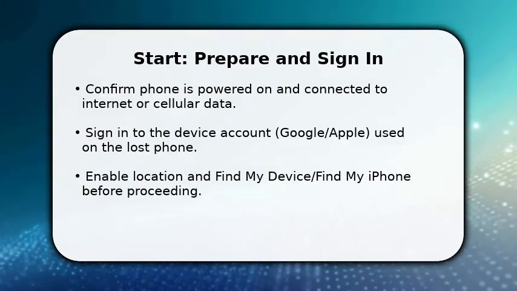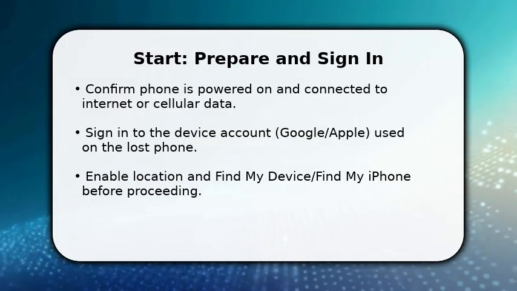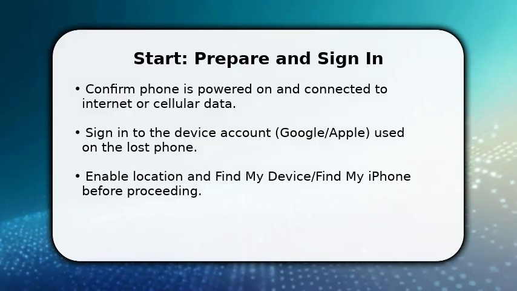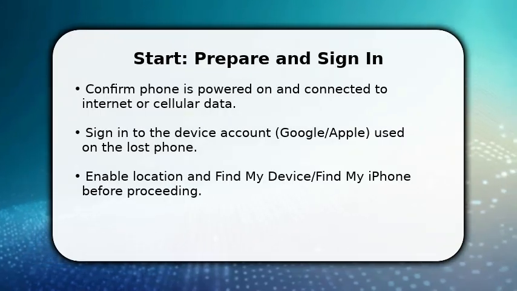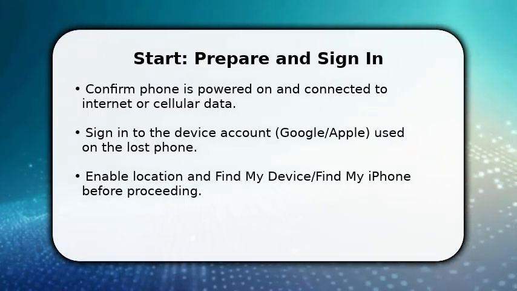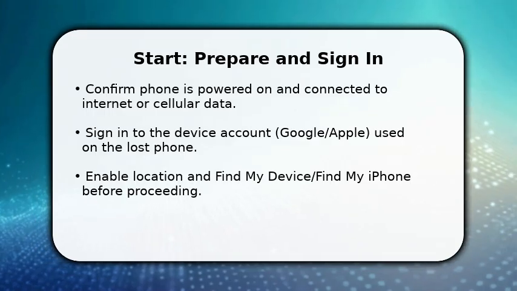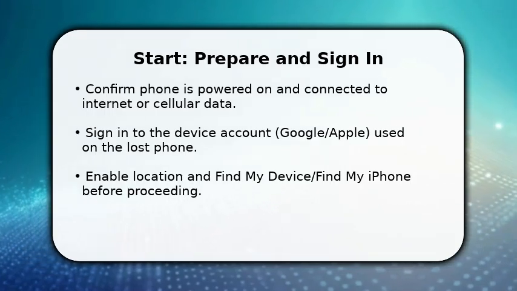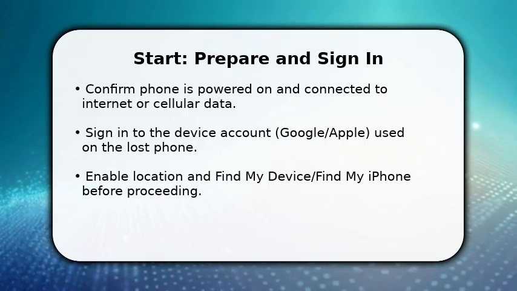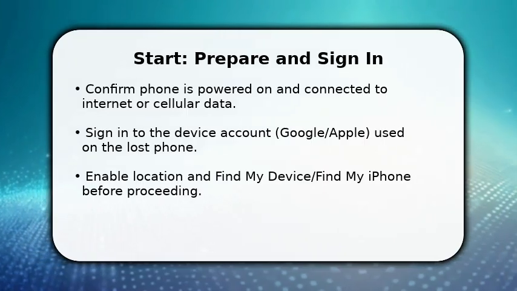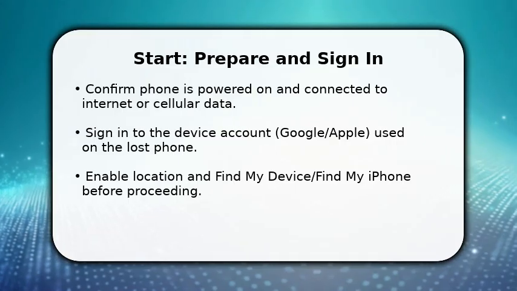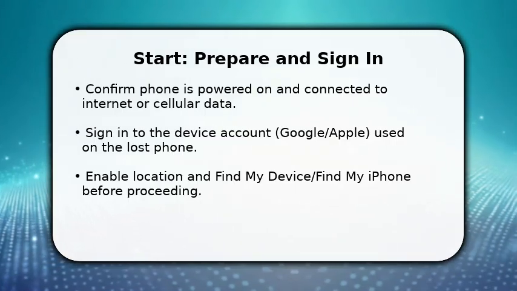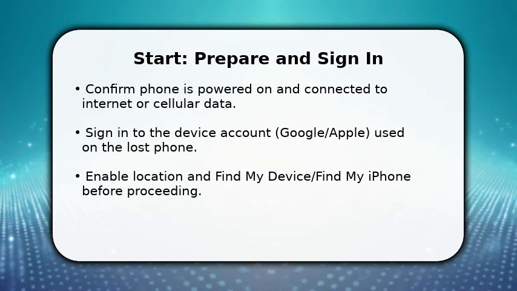You start by confirming the phone is powered and has network access. This matters because location requires connectivity. Sign in to the same Google or Apple account that the lost phone uses and make sure location and Find My Device were enabled previously. Once done, open the Find My Device or Find My iPhone page on another device or computer and sign in. This first action locates the device fast if it's online and prepares the tools you'll use next.